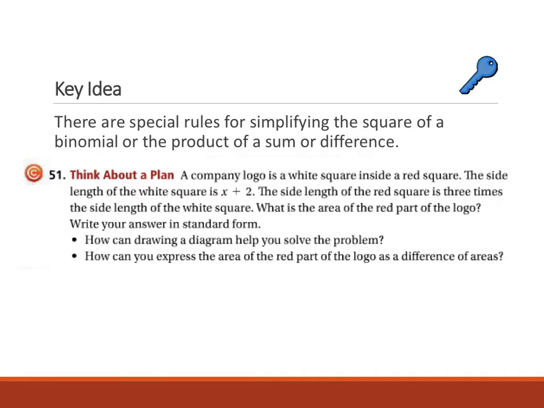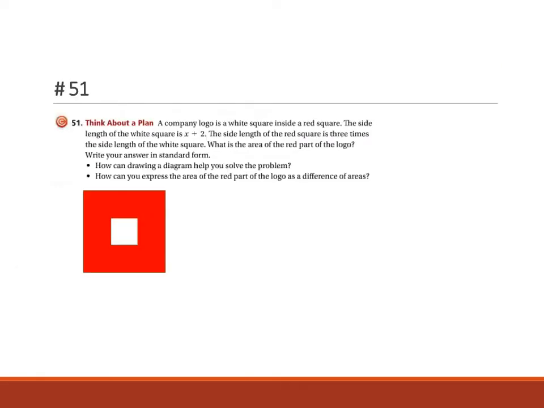The first question, how can drawing a diagram help you solve the problem, is designed to tell you that a good idea or a good first step is to draw a diagram. The diagram will help you have a visual of what the problem looks like. So let's get a visual. This is the diagram that I drew for this particular problem. Since it said in the problem a company logo is a white square inside a red square, notice that I drew a white square inside of a red square. The problem also told me that the side length of the white square is x plus 2. So now I'm going to label my diagram.